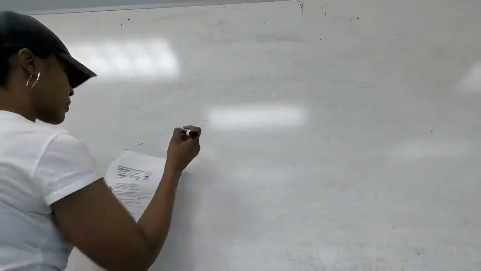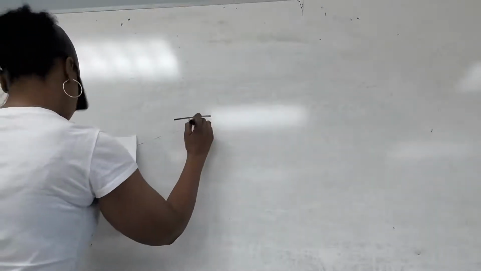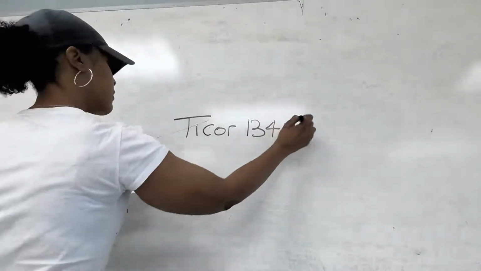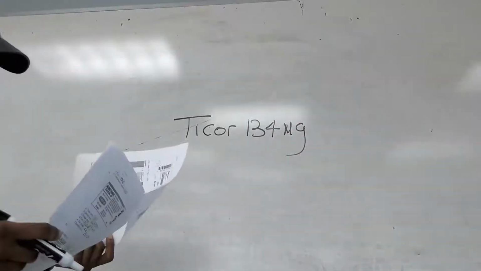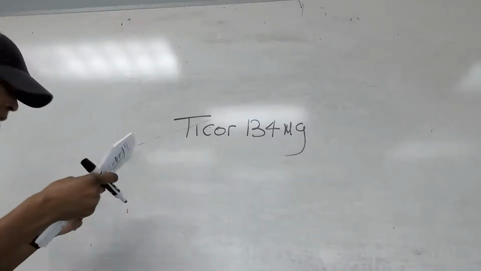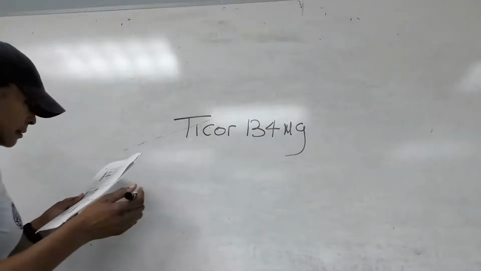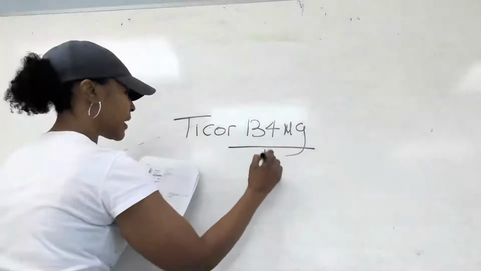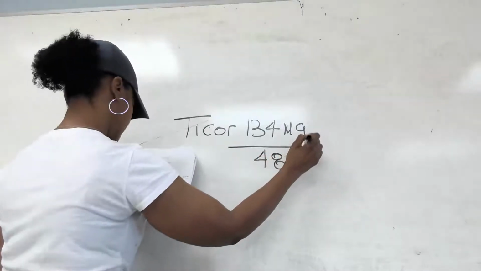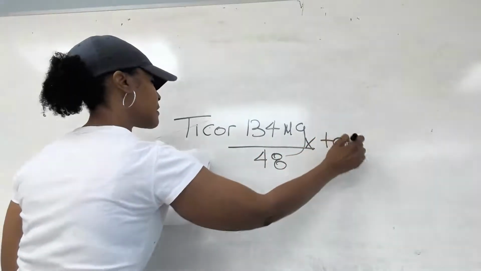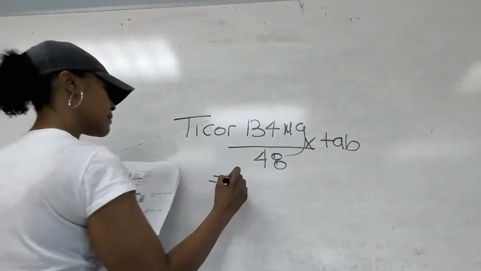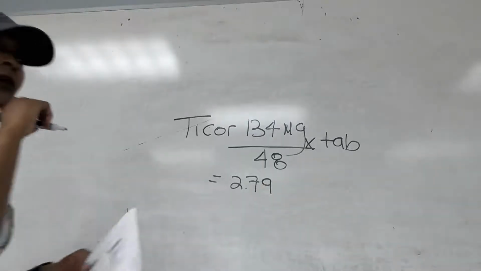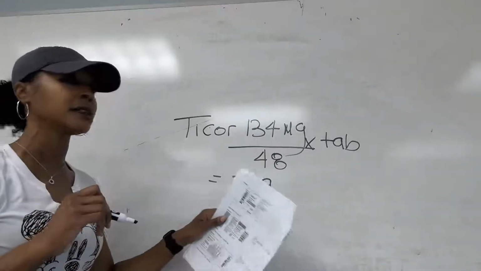All right, number 21. The order is for Tricor, 134 milligrams. What we have on the label is 48 milligrams, which is very simple, right? So we're just dividing by 48 times tablets, and we come out with 2.79. So listen, you guys, I was reading up on these articles on rounding tablets.